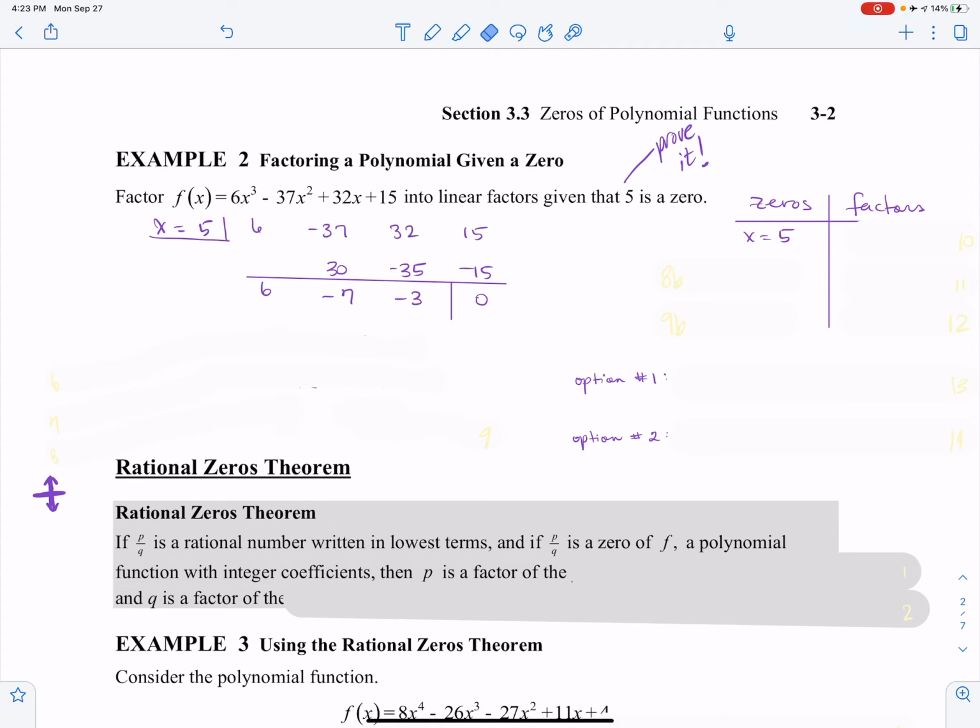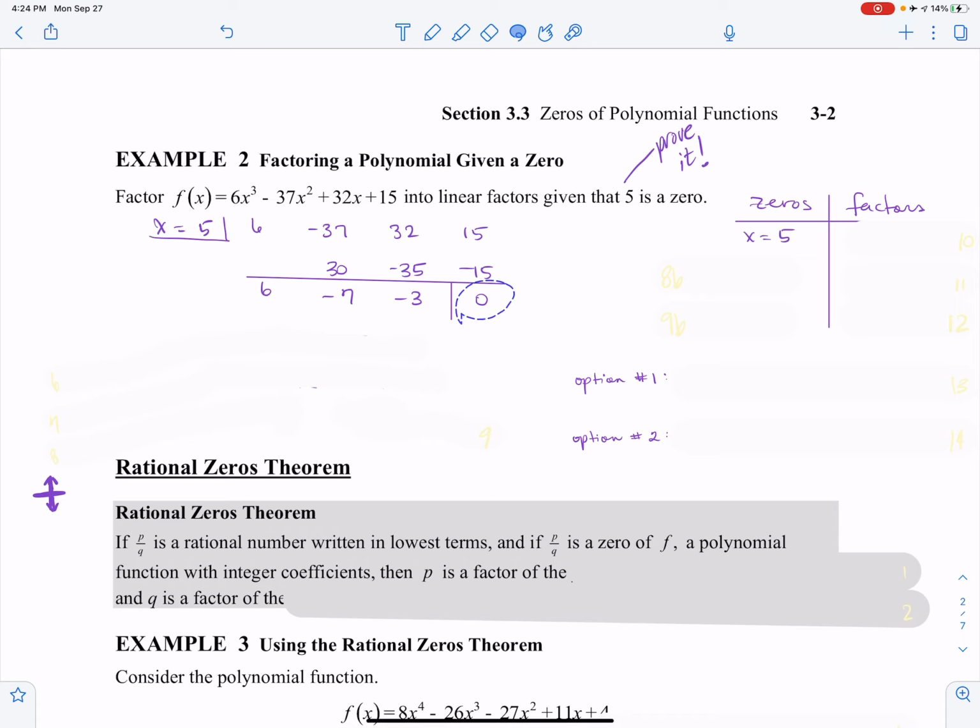So it's not a surprise that my remainder is 0. This is what it needs to be because we're told that x equals 5 is a 0. So the very first thing that we want to do in our process of getting factors is to just prove that the 0 they told me is a 0 really is a 0.